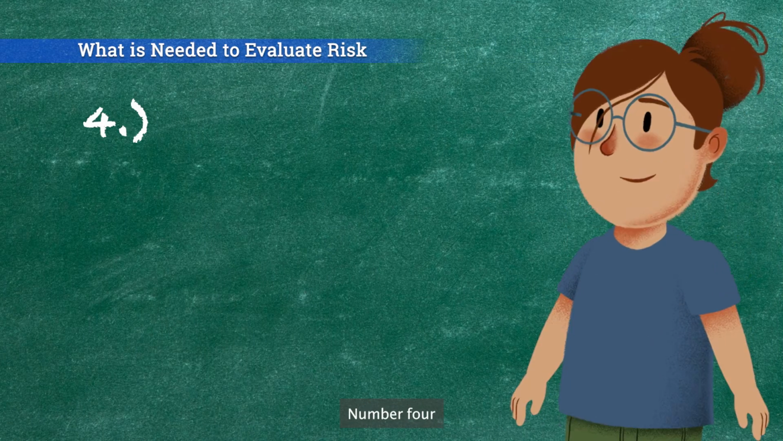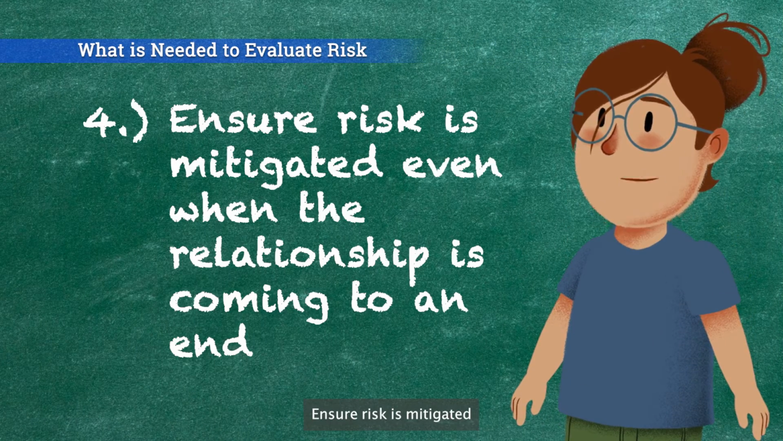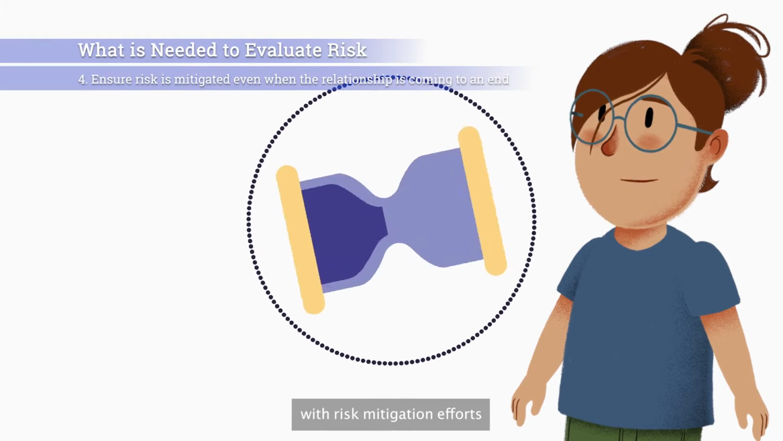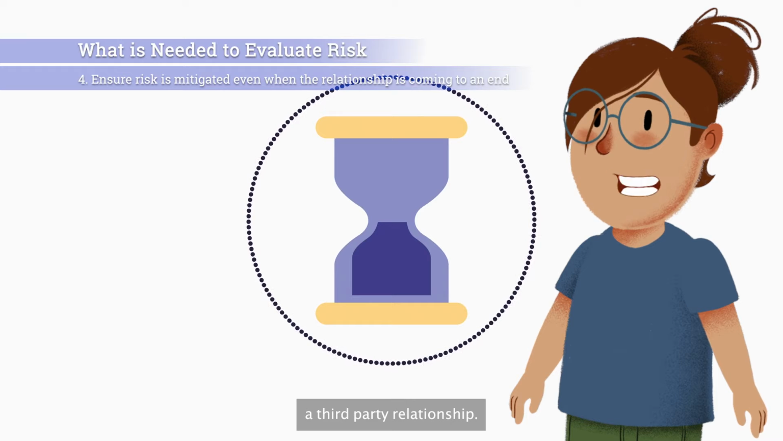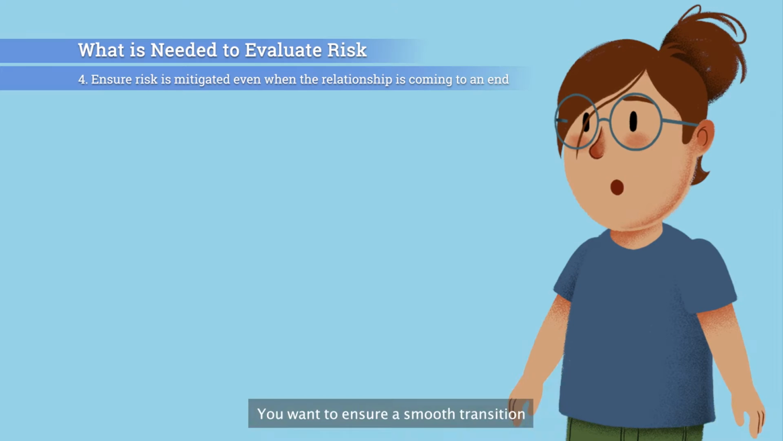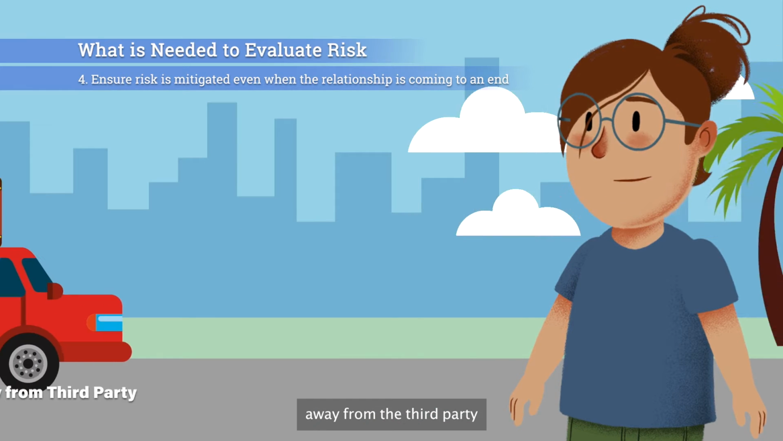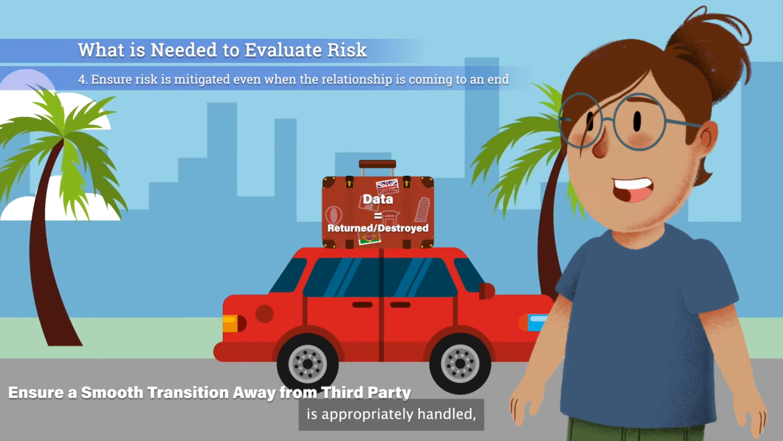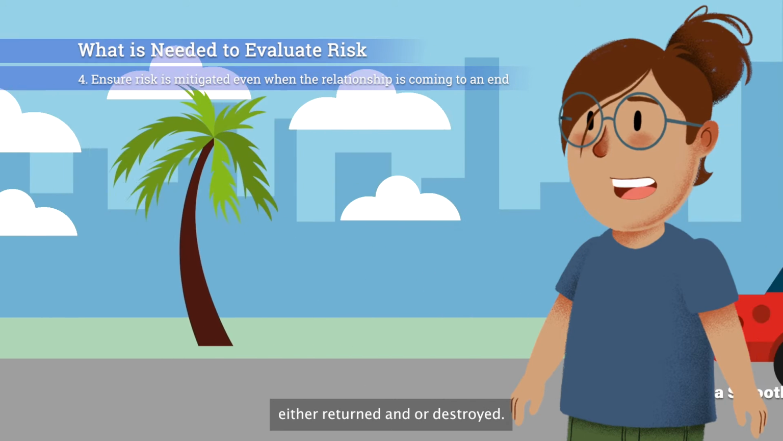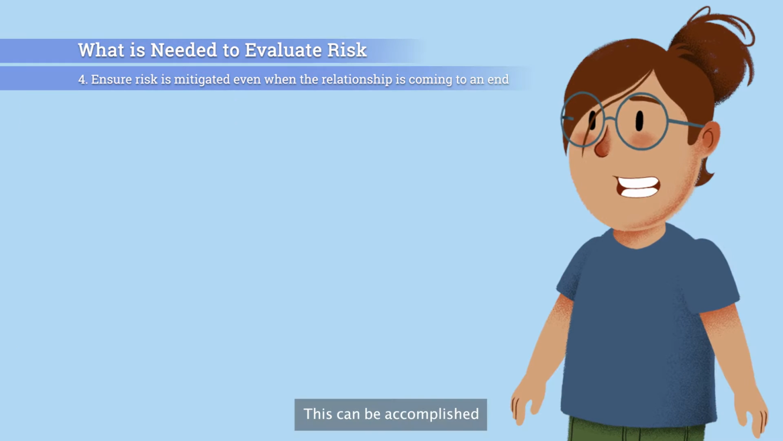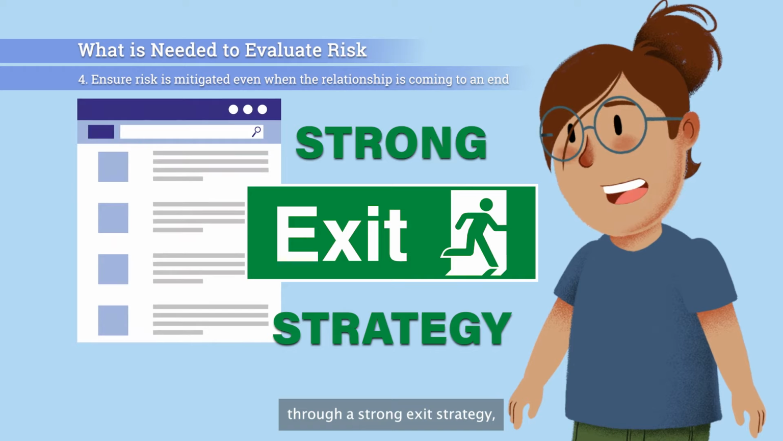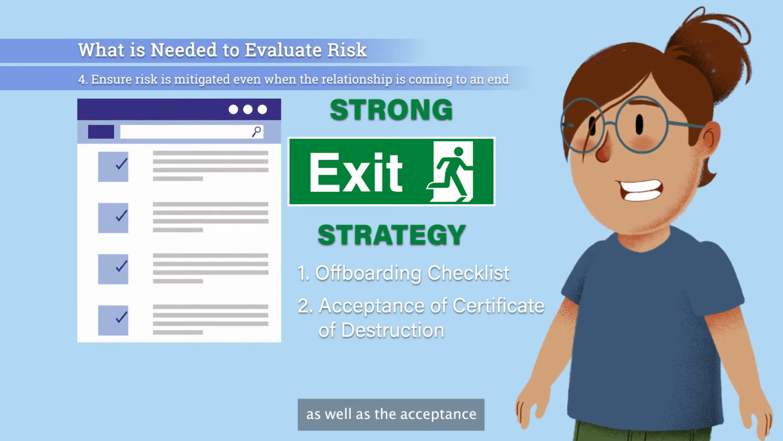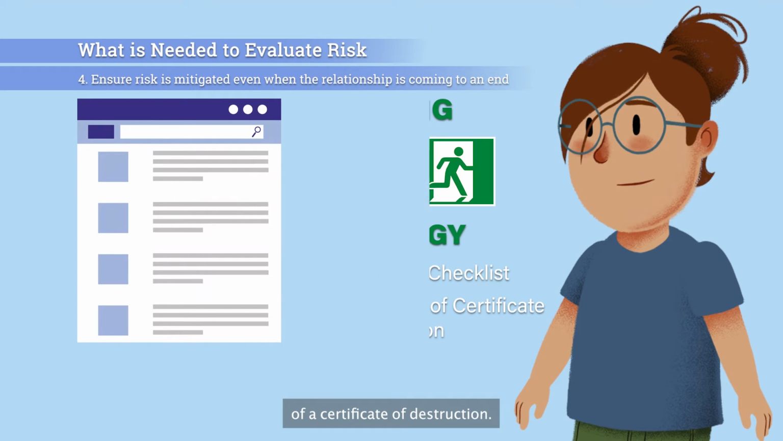Number 4, ensure risk is mitigated even when the relationship is coming to an end. It is important to continue with risk mitigation efforts even when you are terminating a third-party relationship. You want to ensure a smooth transition away from the third party, while also ensuring all of your organization's data the third party houses is appropriately handled, either returned and/or destroyed. This can be accomplished through a strong exit strategy, including an offboarding checklist, as well as the acceptance of a certificate of destruction.